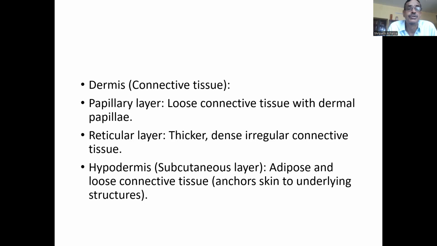dermis, connective tissue; papillary layer, loose connective tissue with dermal papillae; reticular layer, thicker, dense irregular connective tissue; hypodermis, subcutaneous layer; adipose and loose connective tissue anchor skin to underlying structures.